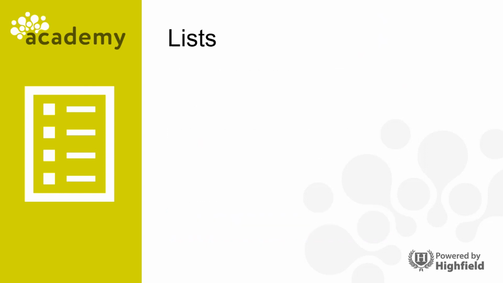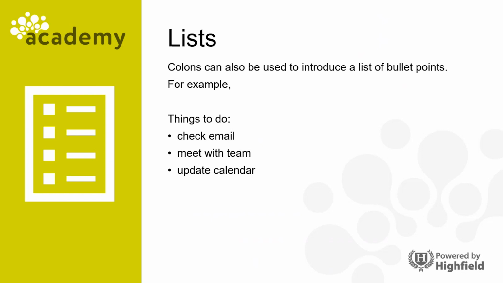You can also use a colon to introduce a list in the form of bullet points, which is probably its most common use. So for example, things to do: check email, meet with team, update calendar. You can see that the colon introduces the list, then each item in the list has a separate bullet point.